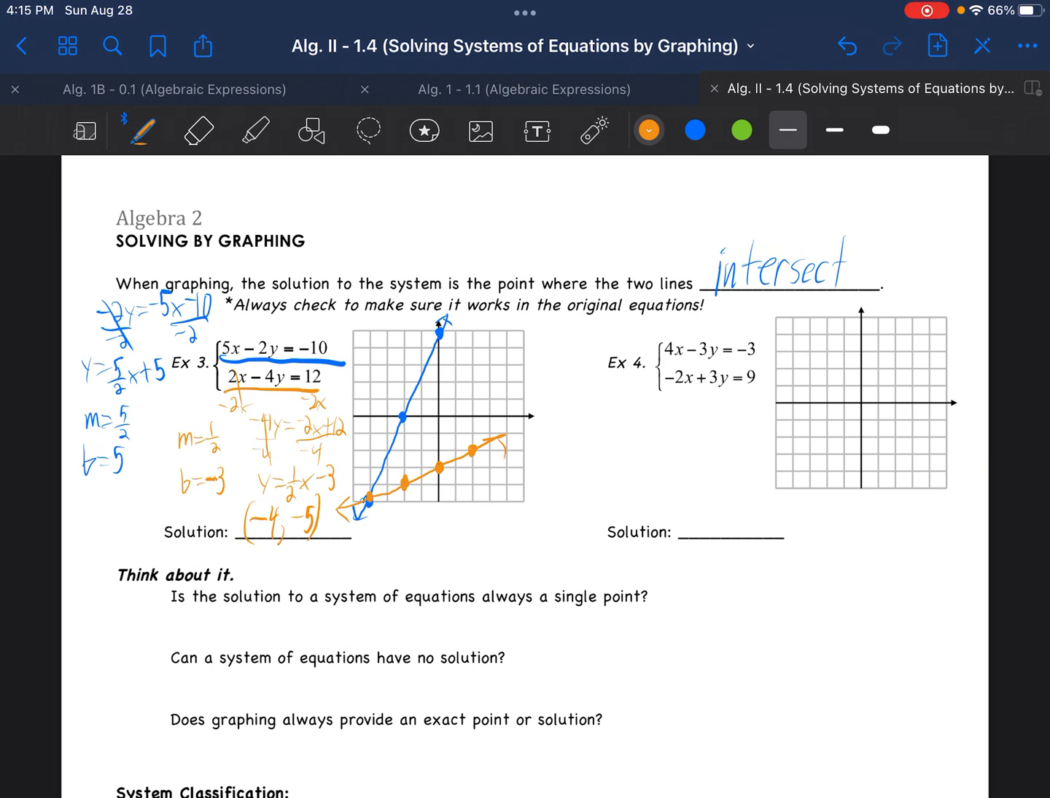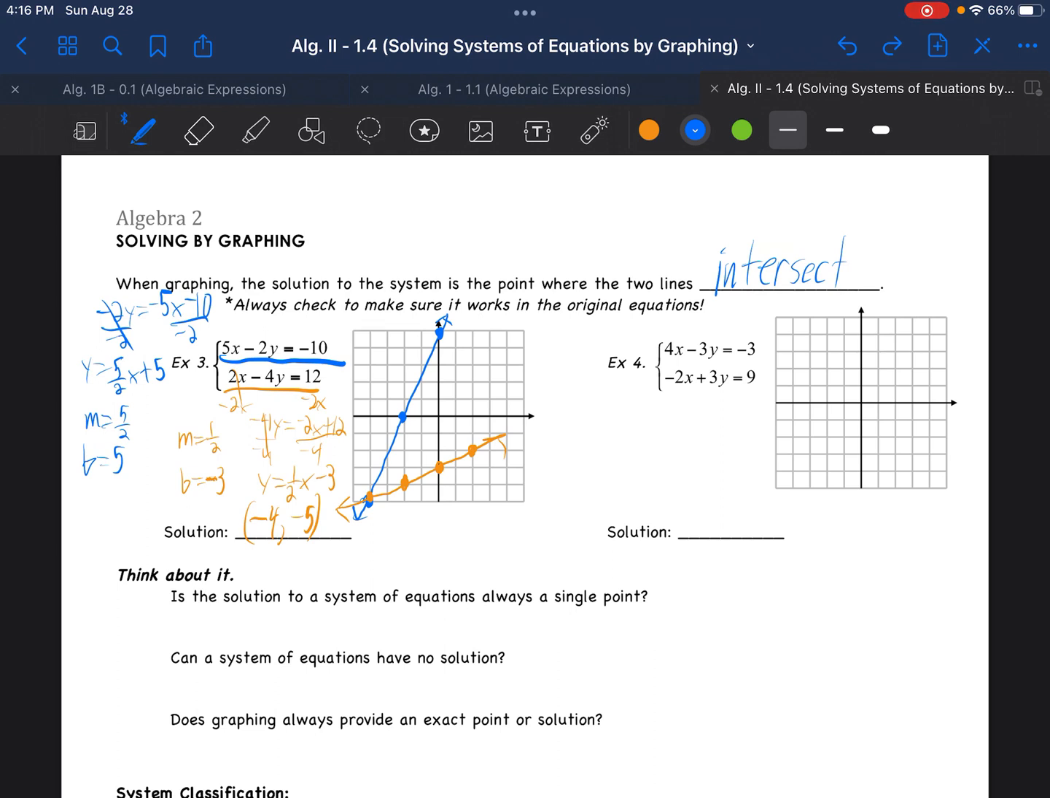And like I said, right now I'm not going to require on the notes that you go back and check your solution, but you're more than welcome to by plugging negative 4, negative 5 back into each original equation like we just did on the previous examples. Might also be a good idea for you to do example 4 on your own. So go ahead and pause it and then work on it. And when you're done, come back.